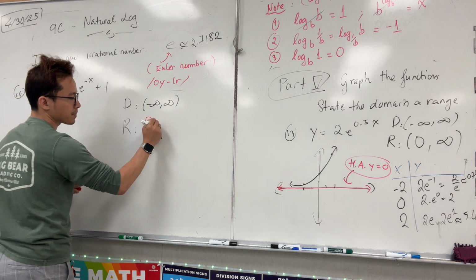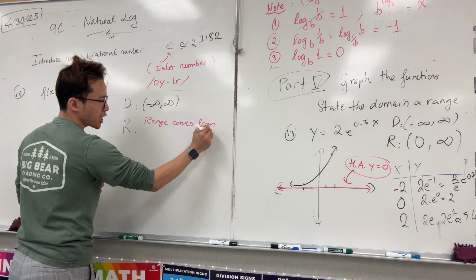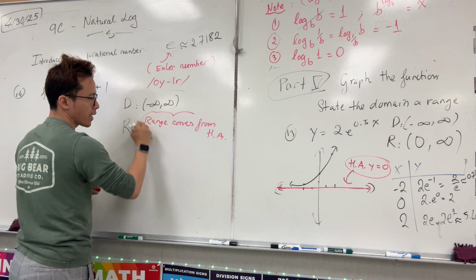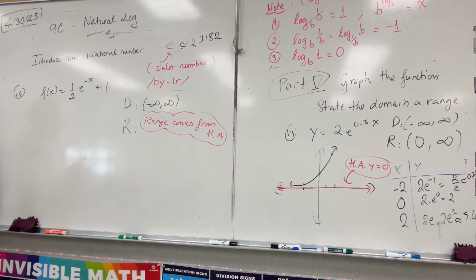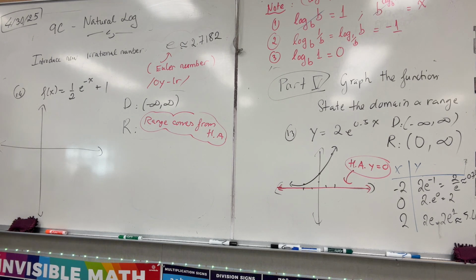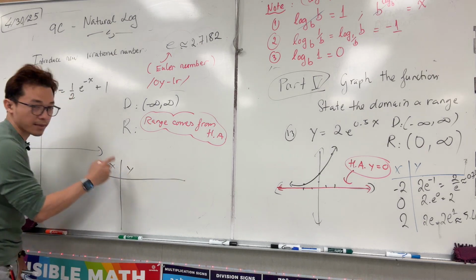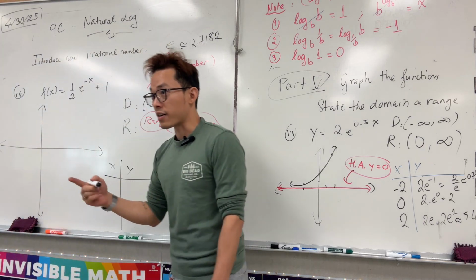The range comes from the HA. Okay, the range comes from the HA. What is the HA here? Y equal to 1. Is that above 1 or less than 1? Okay, so if you're not sure, if you don't know yet, just do the T table first, and then you're going to answer that later. If you're not sure, okay?